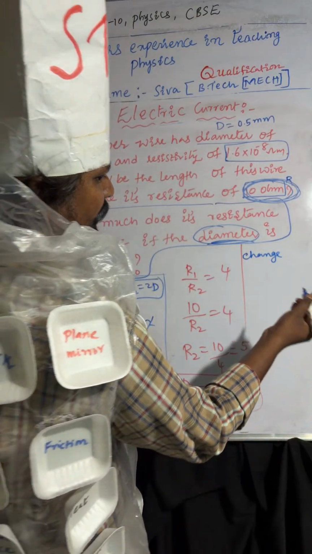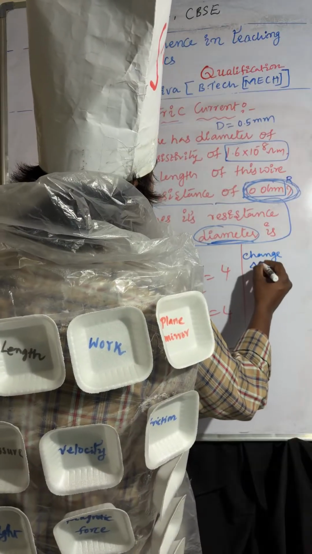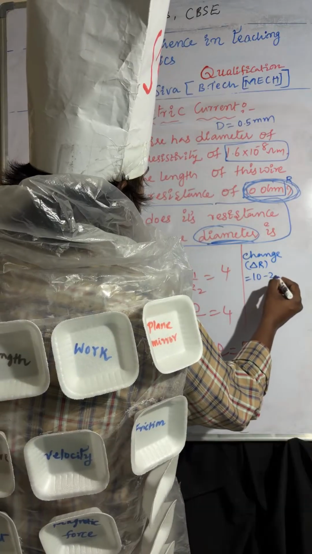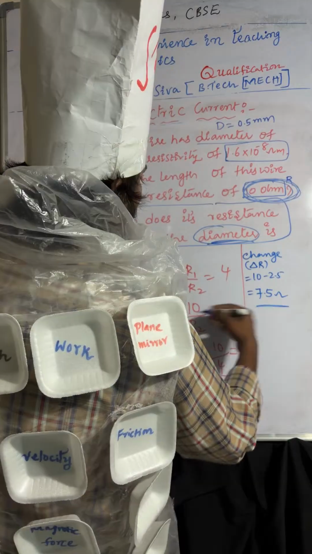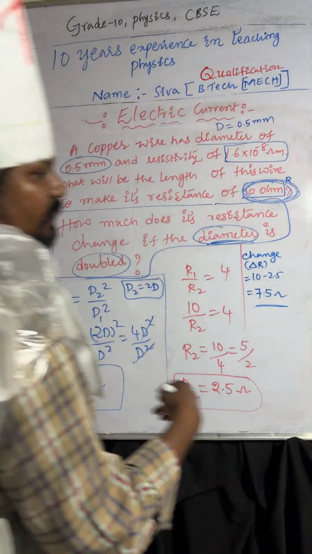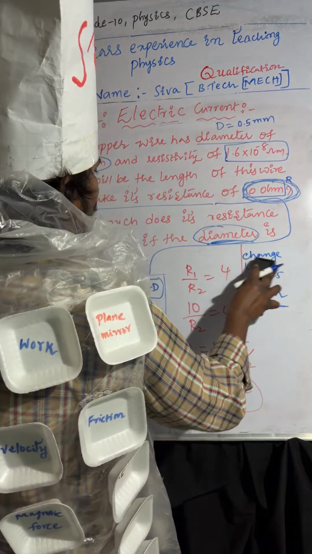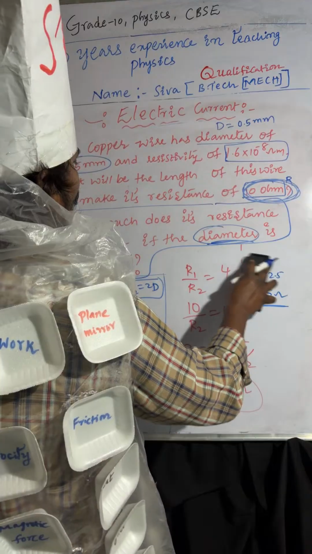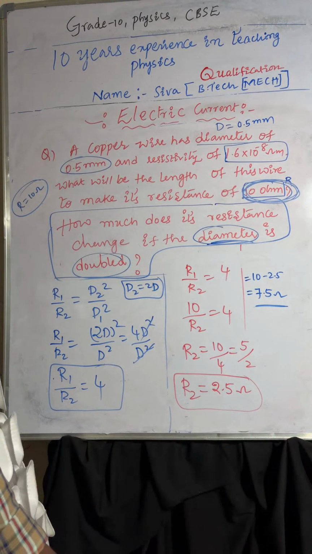Okay, so then you'll get, I am taking change as delta R. Delta R is 10 minus 2.5, so then you'll get 7.5. That is that much change. So the change in resistance is 7.5. Understood or not? I hope it is very clear. So that is the answer.